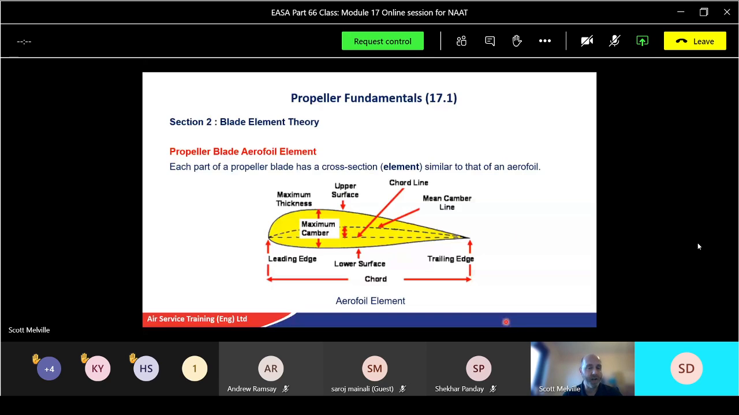Just a quick one, has anybody not done the aerodynamics module? Has anybody not seen this before? Just to make sure I'm not starting fresh with anybody, because hopefully you should all have done it before you've done module 17. Okay, if you've all done it, good stuff, and hope you all passed that, hopefully.